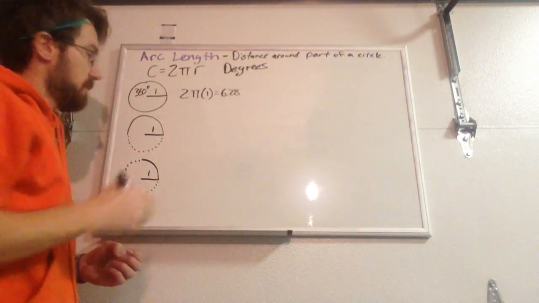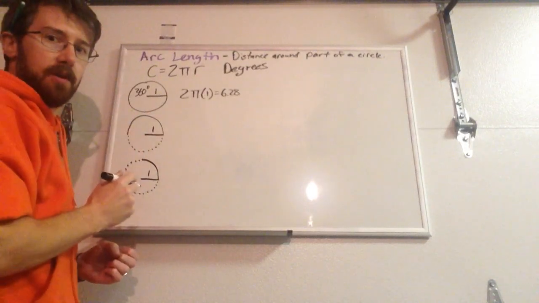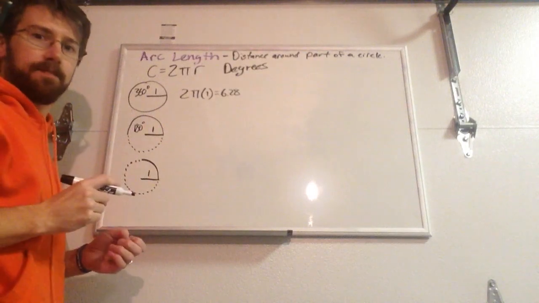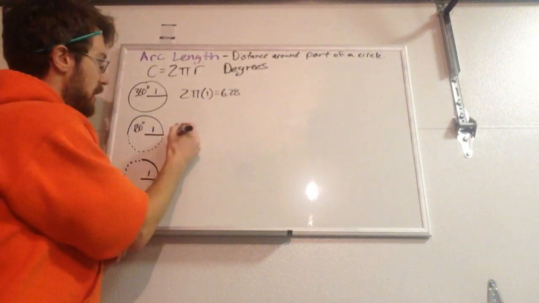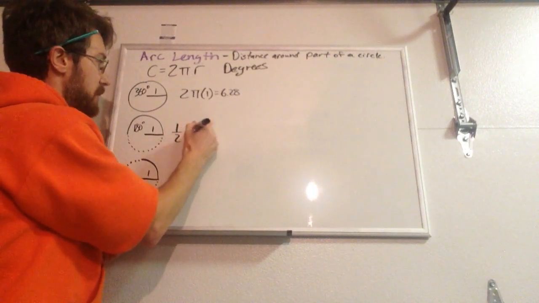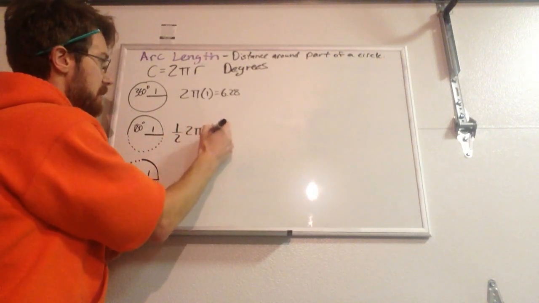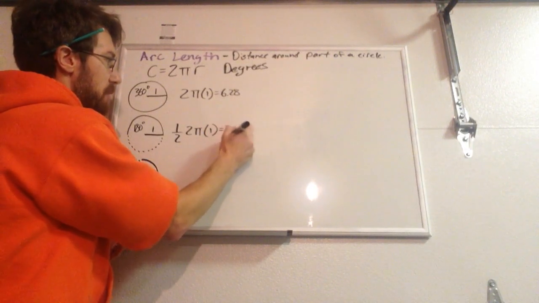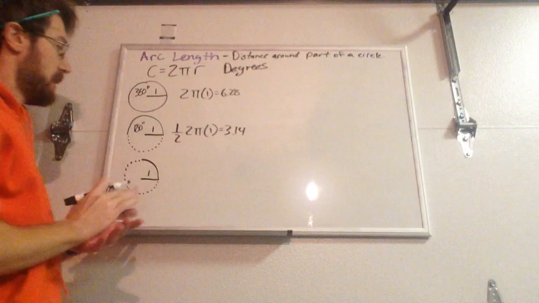Second scenario here, we've got half the way around a circle, or a 180 degree arc. Radius is still 1. It's a half circle now, so I'm going to do 1/2 times 2 pi times the radius, which would be about 3.14, about pi.